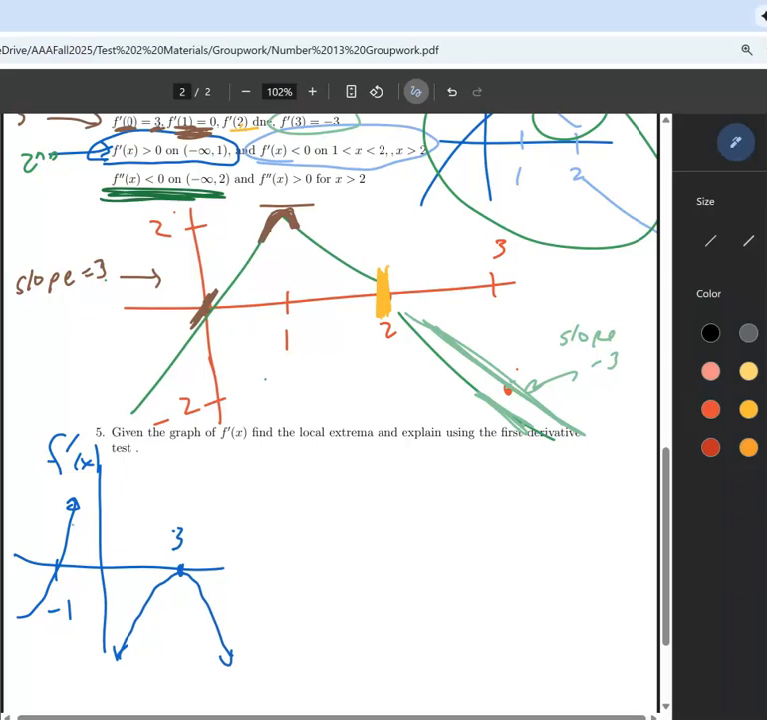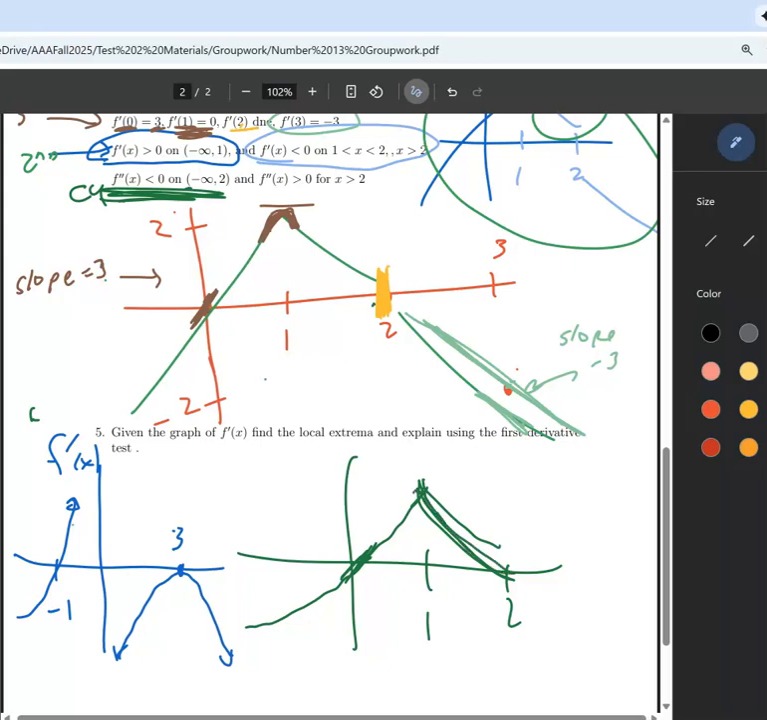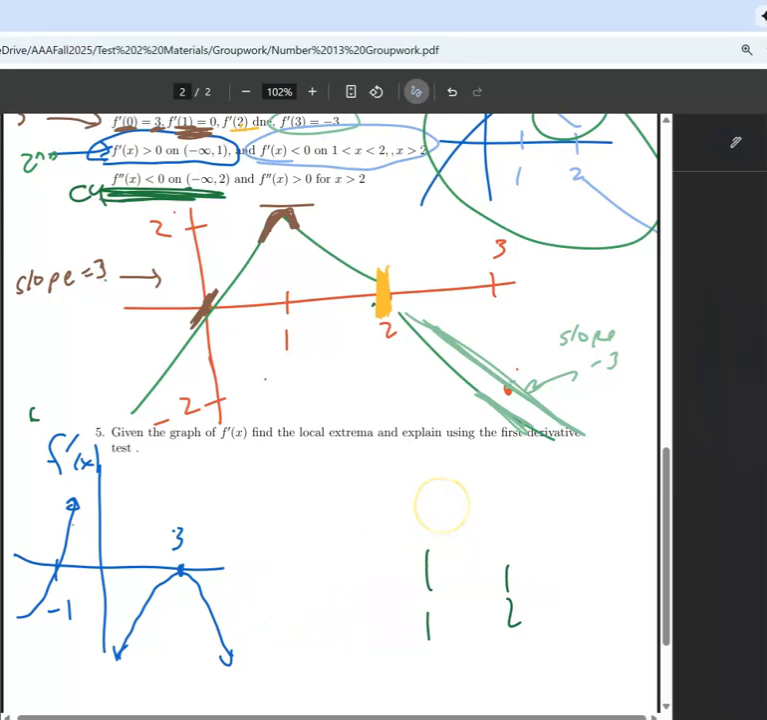So this says it's cupped up between negative infinity and 2. So I'm just going to draw it down here again. From negative infinity to 2, it's cupped up. So it's got to be up, up, up, up, going through that point, right? And there's 1. And then it's still cupped up until 2, right? When it goes through the point there. So that's the shape of the graph. Whoops.